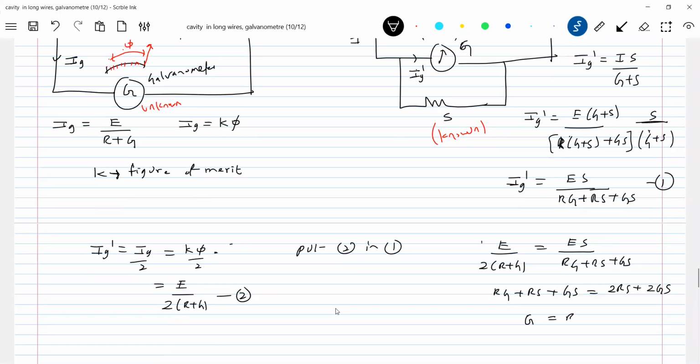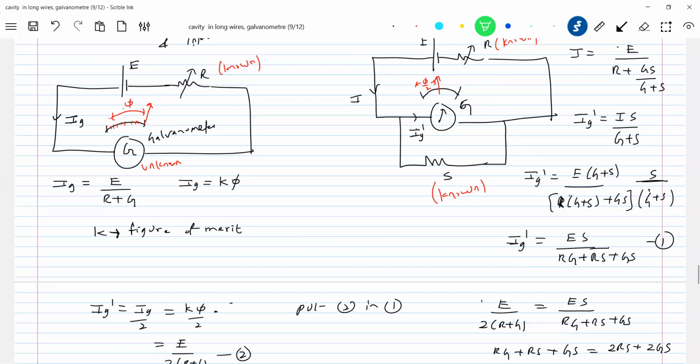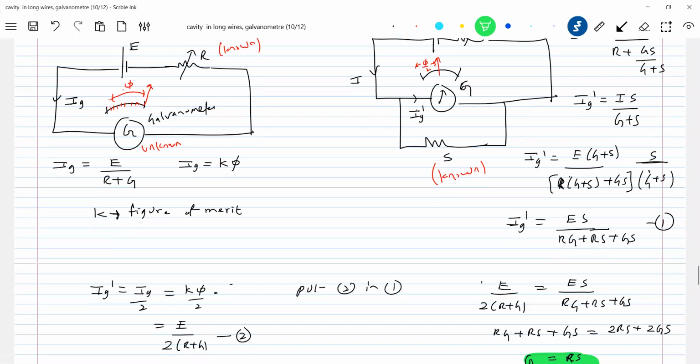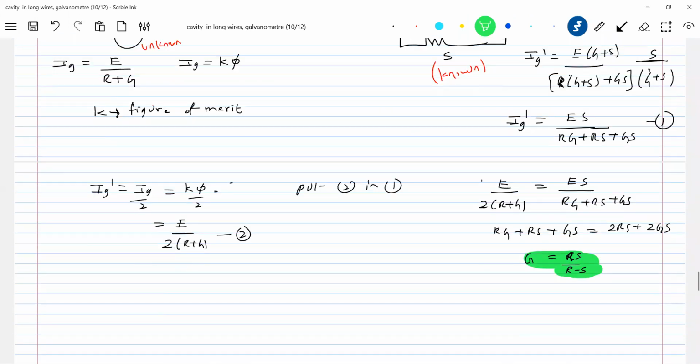Expression for G: G equals RS by R minus S. So do we know S? S is a known thing, R is a known thing. I'll adjust it. So now what I do is S, I'll keep it fixed here. R is fixed here. The value of S I'll connect in such a way that the current to the galvanometer will become half of the deflection. Then I end up with a relationship. I'll substitute that one and I'll get the galvanometer resistance.